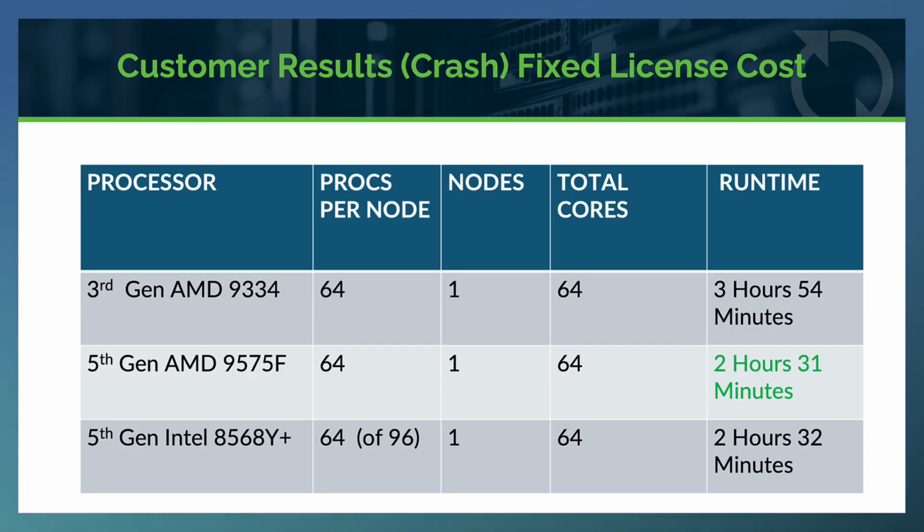Now some other results just to show some of the generational improvements. Again, another case of crash. A job here taking 64 cores on 3rd Gen, almost 4 hours. 2 hours, 30 minutes on 5th Gen AMD. Again, just great per core performance improvement. And then 5th Gen Intel, staying in there too.